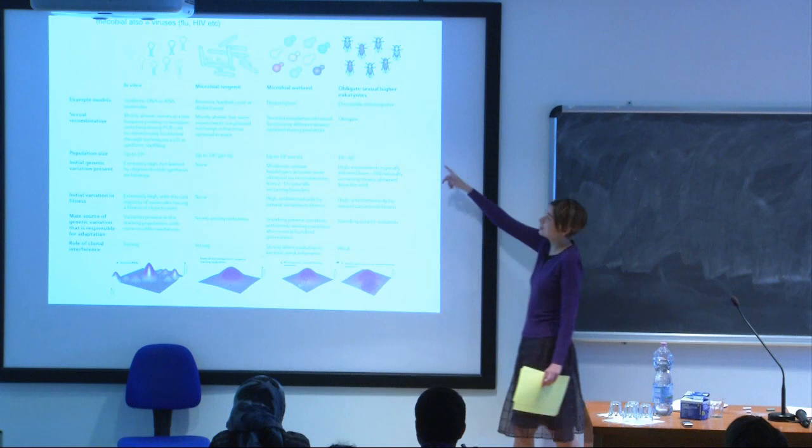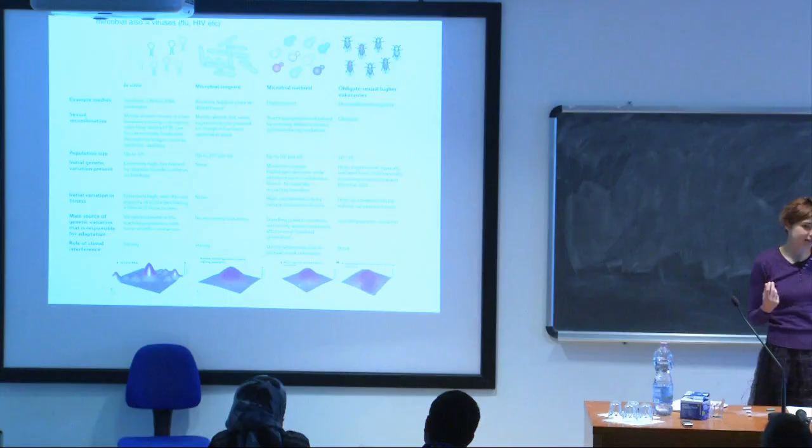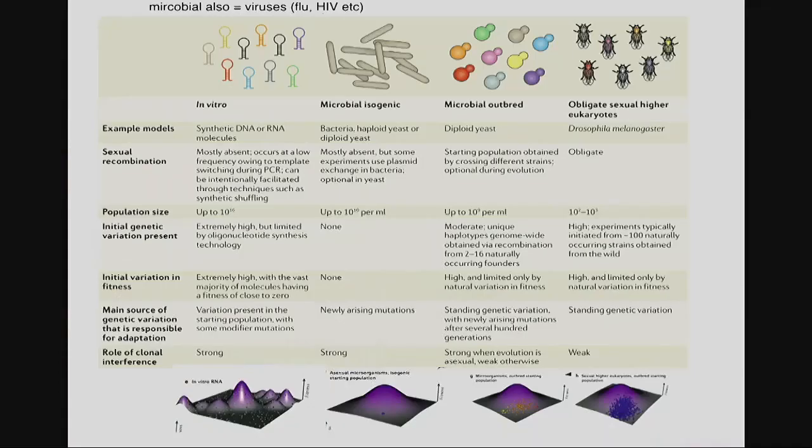And flies, on the other hand, if they want to reproduce, they have to mate. So people are now starting to do these kinds of experiments also with flies. Flies are difficult because they fly, okay? And so, you know, this is actually a problem.